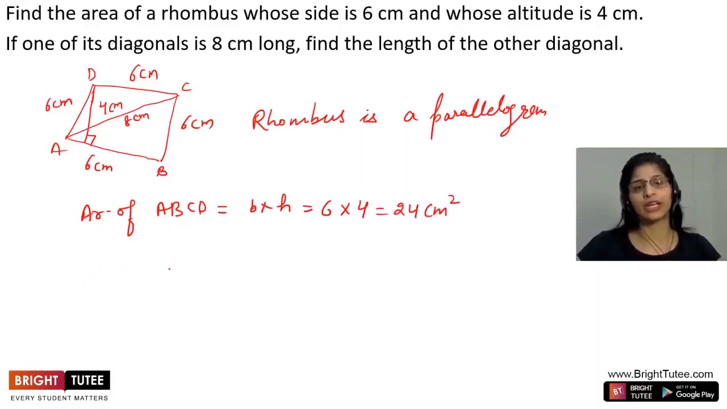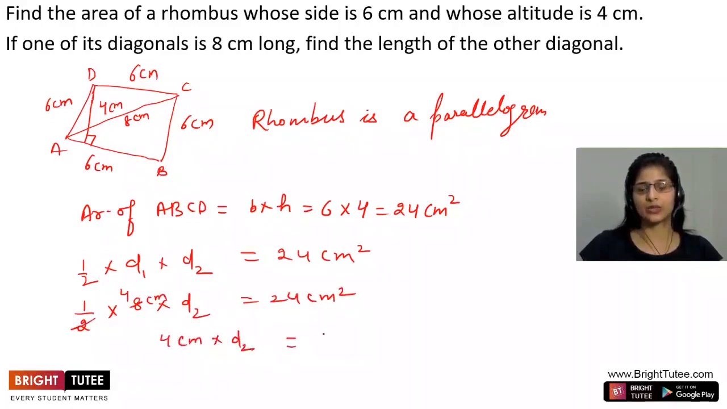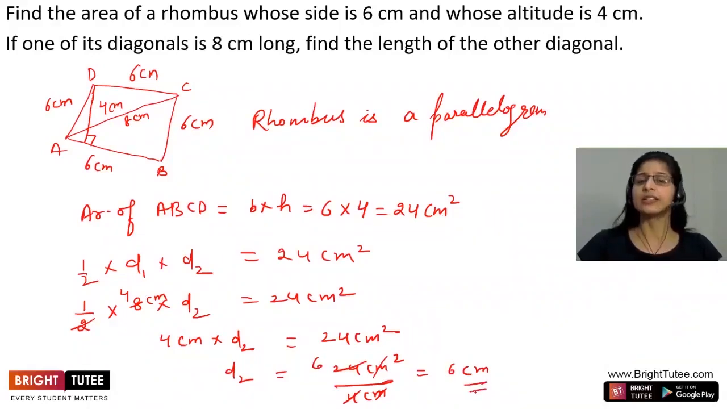Now we know the formula for area of rhombus. It is half into the product of its diagonals. So it comes out to be 24 square centimeter. Now one of the diagonals is given as how much? 8. Okay, so half into 8 into d2 centimeter is 24 square centimeter. So if we cancel, 2 fours are 8, 4 centimeter into the second diagonal is equal to 24 square centimeter. So what will be d2 equal to? 24 square centimeter divided by 4 centimeter. 1 centimeter will get cancelled. 4 sixes are 24. 6 centimeter is the measurement for the second diagonal, that is BD.